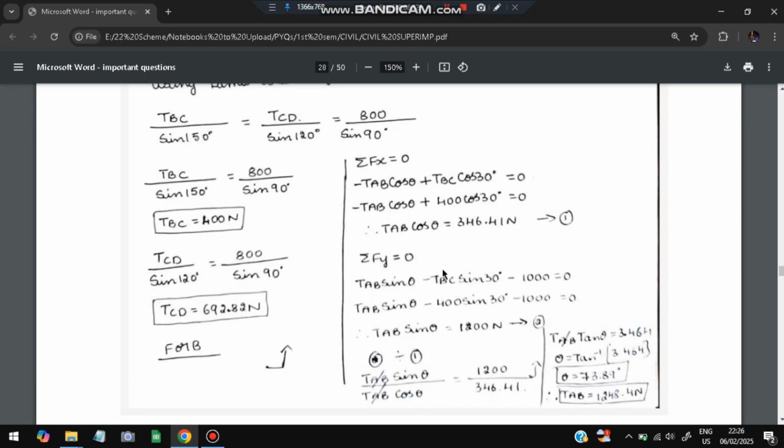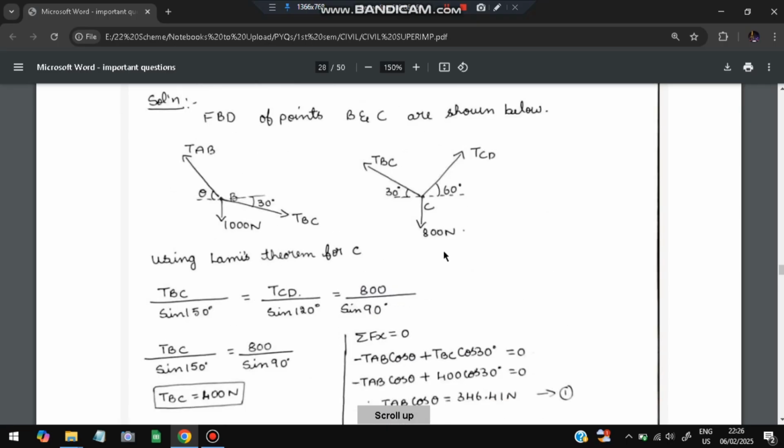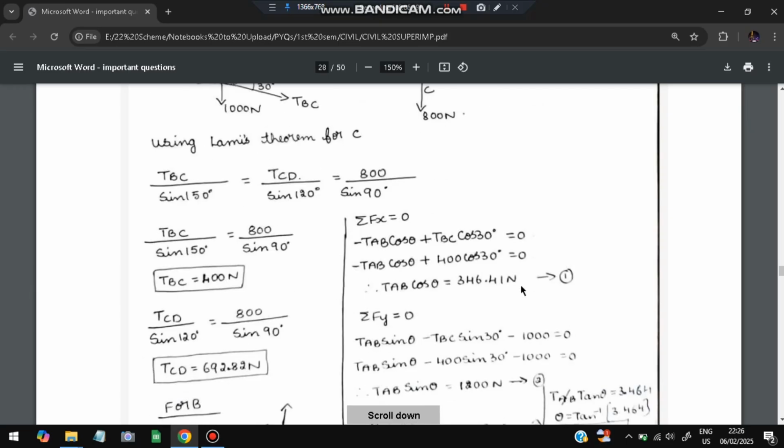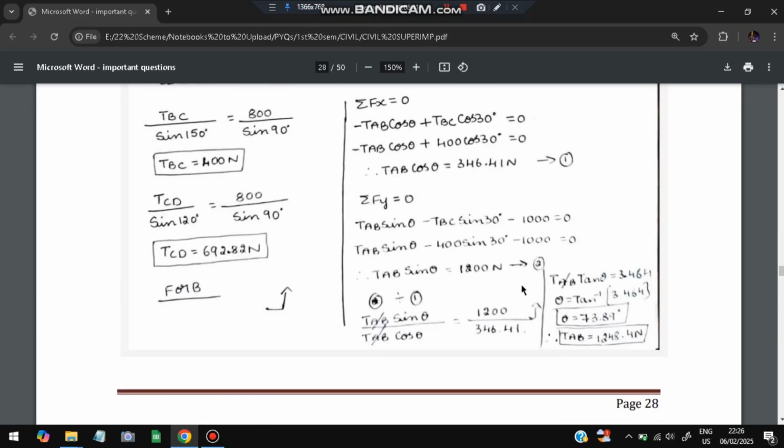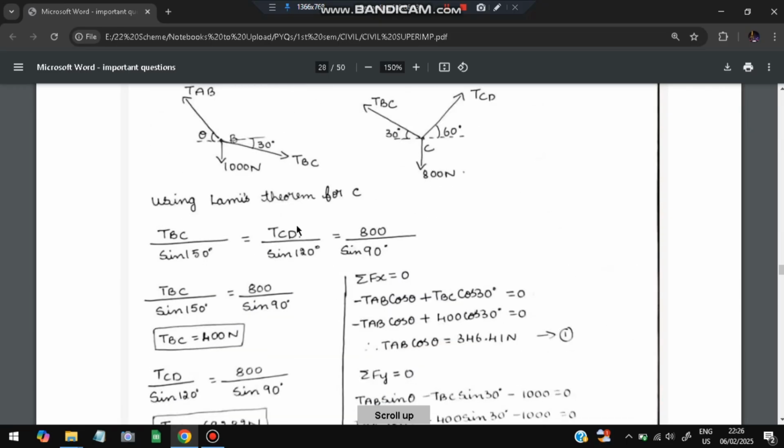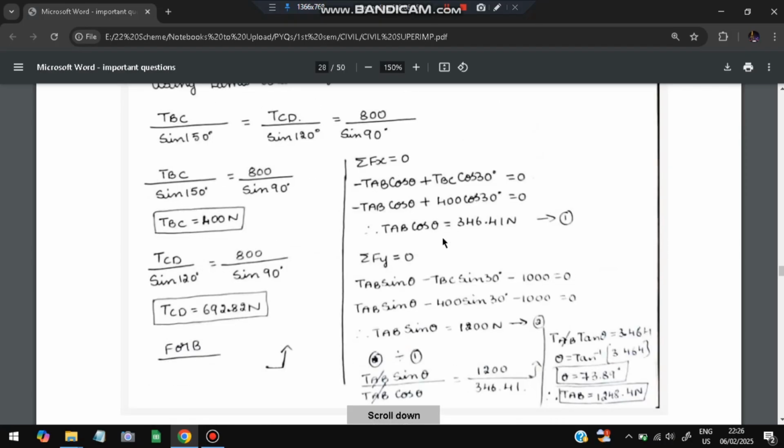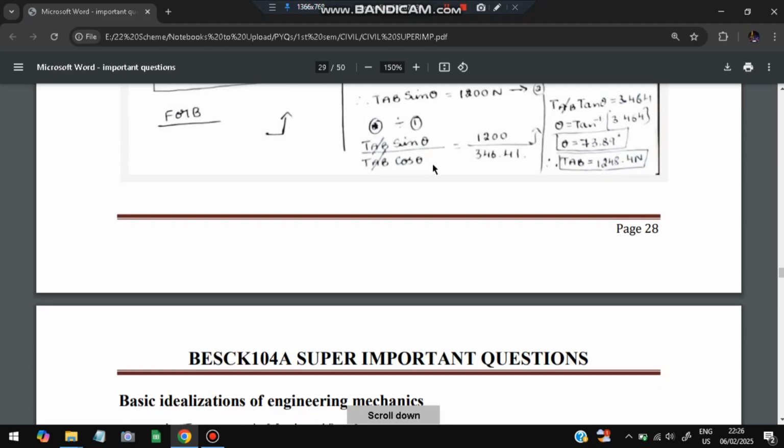Once you get the value of theta, we can calculate all the other forces, like TAB, which is remaining. Theta value if we have, we can easily calculate the value of TAB. Okay, so that is how we will calculate the values of all the things. Okay, see, TAB is present here. If we divide 346.41 by cos of 73.89, we will get the value of TAB. Like that we will calculate all the forces and the angles mentioned in the question. Okay, this is how we will apply Lami's theorem.